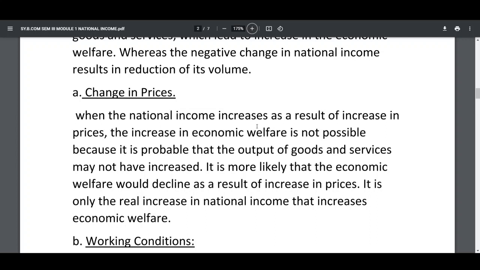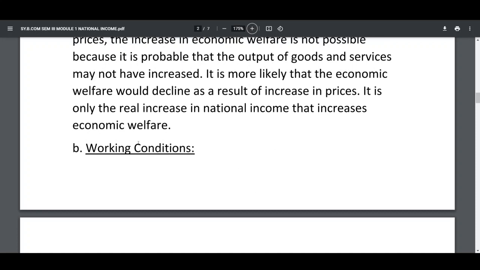When the national income increases as a result of increase in prices, the increase in economic welfare is not possible because it is probable that the output of goods and services may not have increased. It is more likely that the economic welfare would decline as a result of increase in prices. It is only the real increase in national income that increases economic welfare.